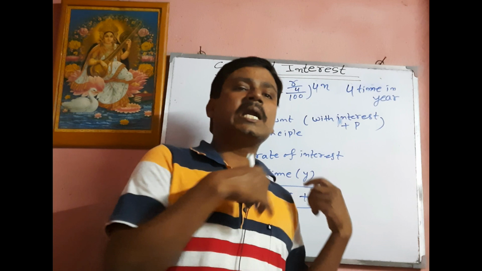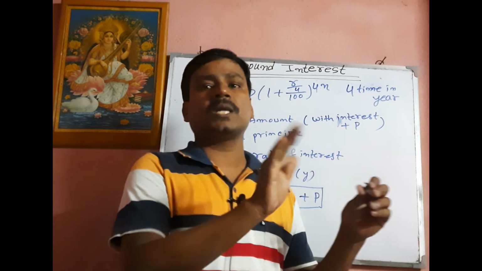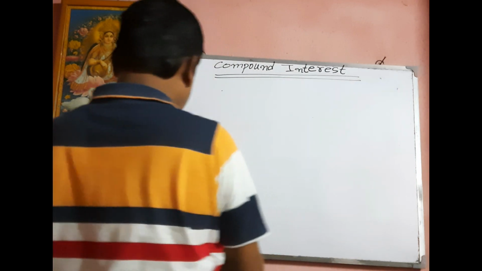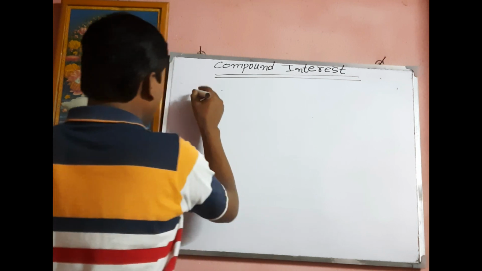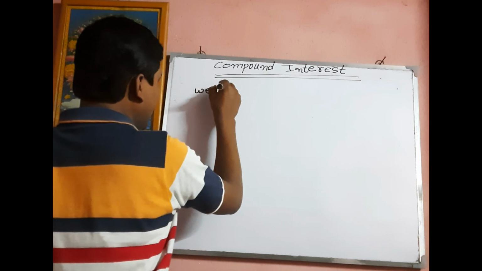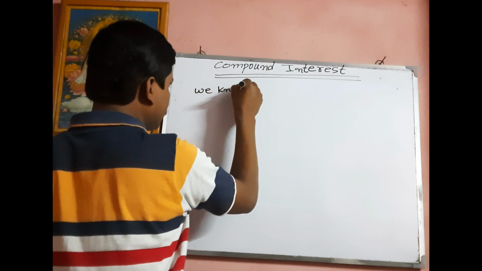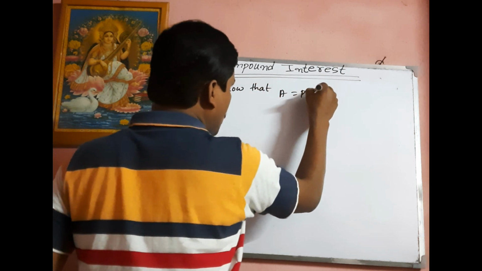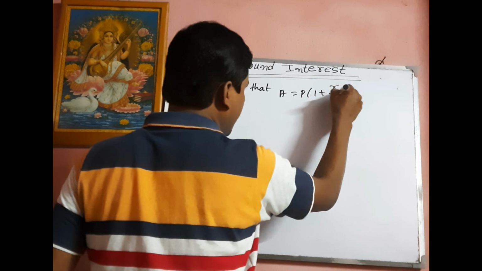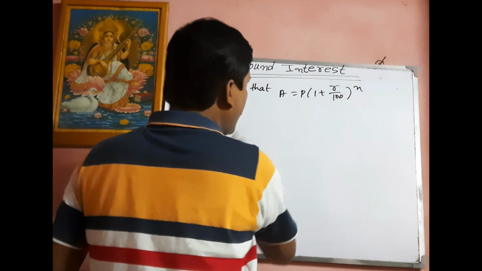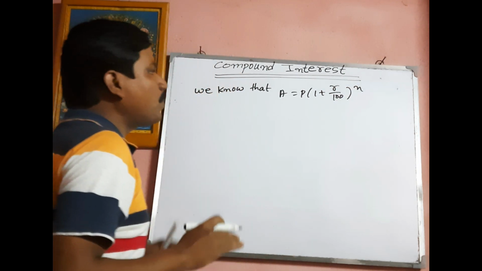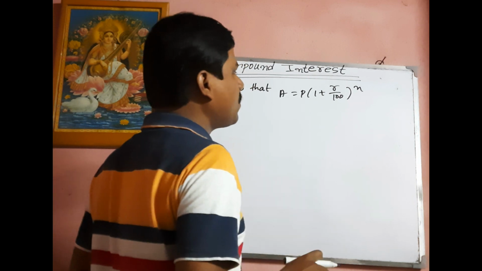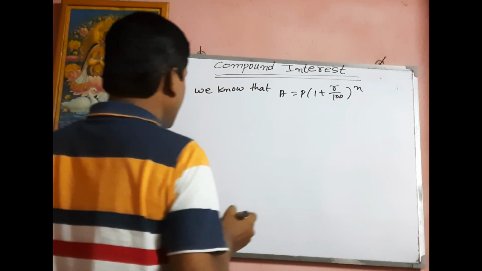Okay, we move to the next stage, that is the example section. In the example, at first we know that A is equal to P times (1 plus R by 100) to the power n, whereas A is the amount, P is the principal, R is the rate of interest, and n is the time.